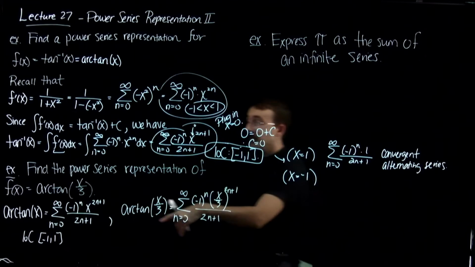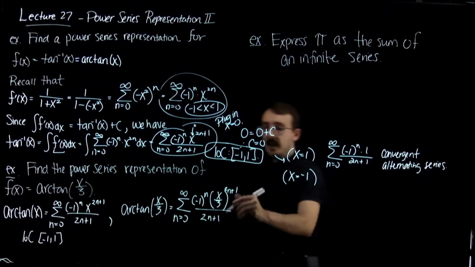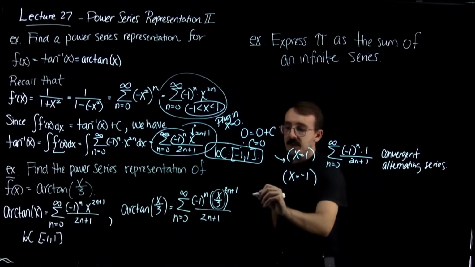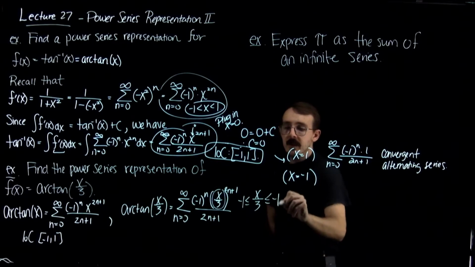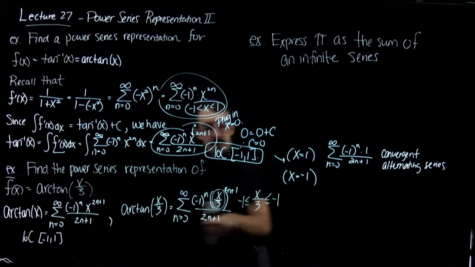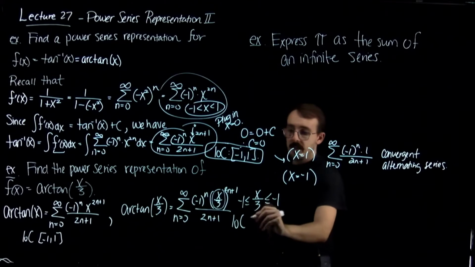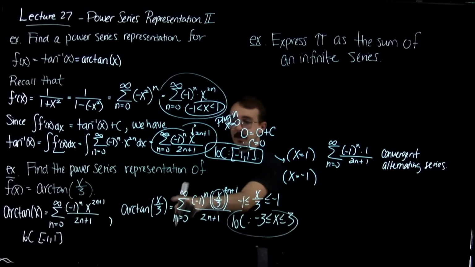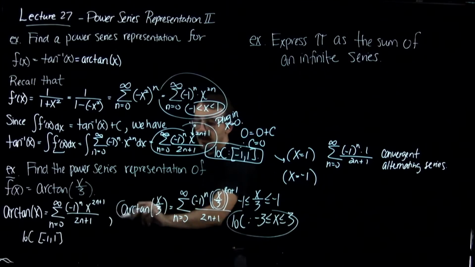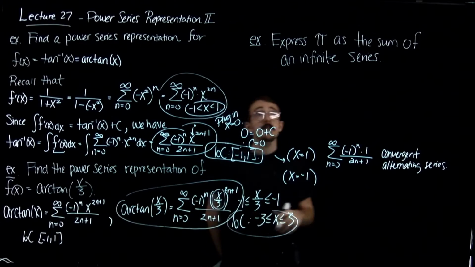However, I should note that in this original series, x needed to be between -1 and 1. Now, for my interval of convergence, I need to ensure that x over 3 is between -1 and 1 inclusive. So that means the interval of convergence for arctan of x over 3, if I multiply everything by 3, is -3 inclusive to +3. So this is a representation for arctan of x over 3, just by plugging into a known power series representation.